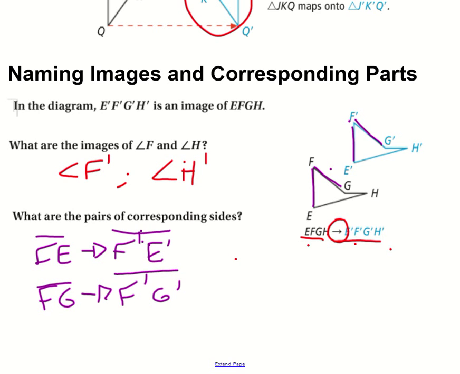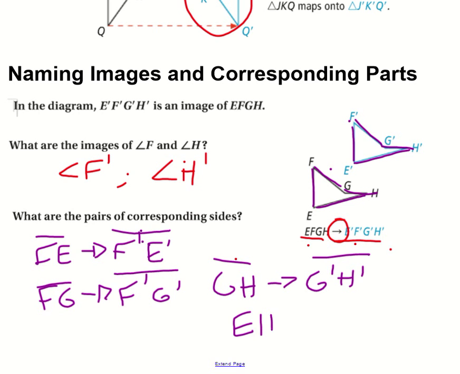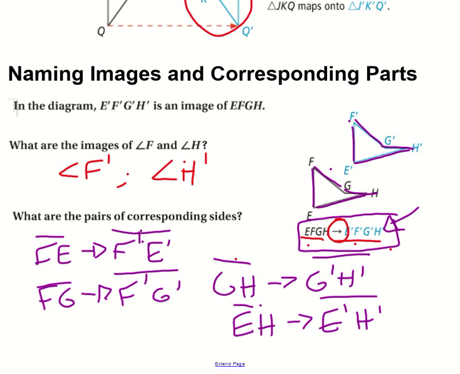Sorry about that, guys. All right, then GH goes to G prime H prime. And last but not least, EH goes to E prime H prime. So you can use the statement down here to line up some of those corresponding parts. You can also look in the figure what lines up with what. If they've been named with prime notation, it's really easy. If they haven't been named with prime notation, you're going to have to pay attention to your statement and the order that things are in.